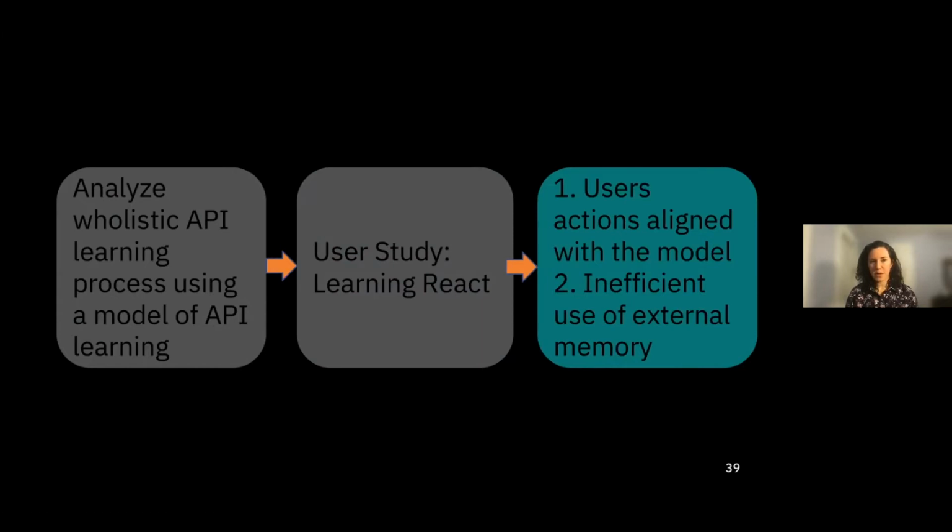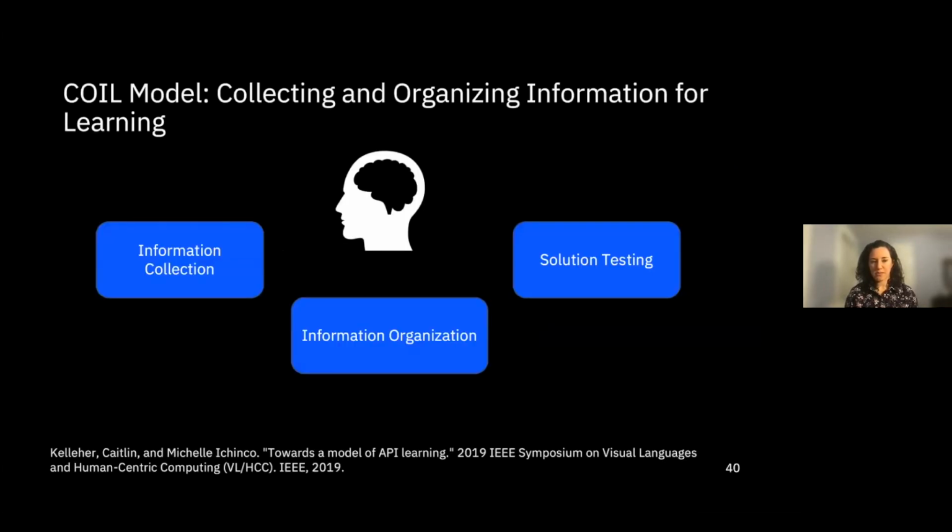So first, I'll talk a little bit about the model that we were working with. It's called the Coil Model, which stands for Collecting and Organizing Information for Learning in the context of APIs. So there are basically three main stages: the information collection, information organization, and solution testing. Although we don't expect these stages to be sequential, and we also don't expect them to only be one of each of these stages.